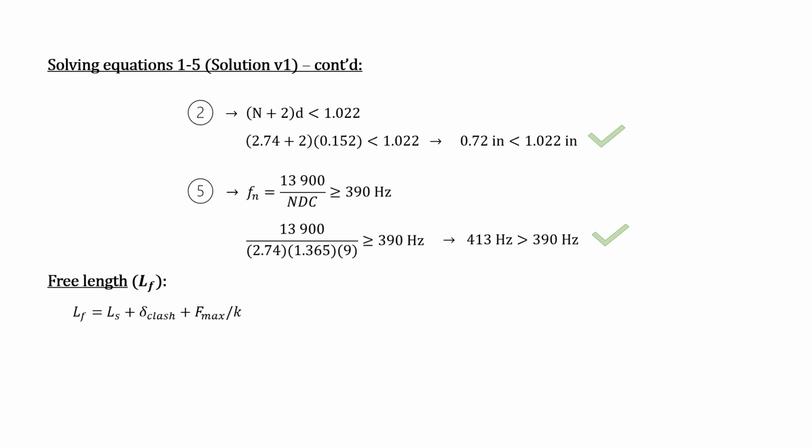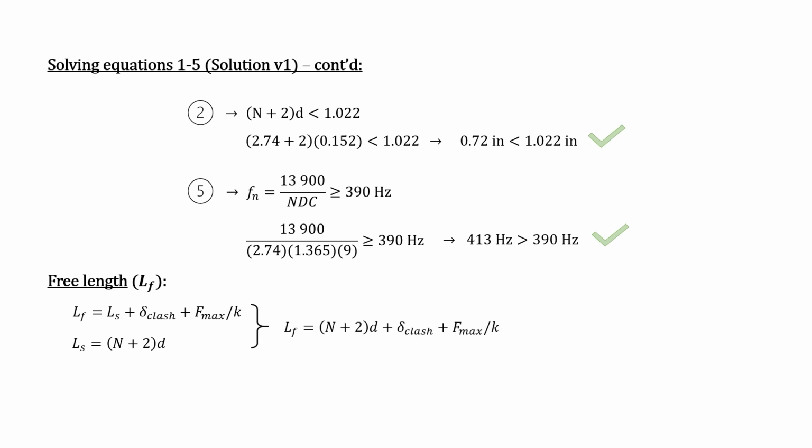Your free length is the sum of a few different lengths. LS is just that solid spring length from before, your displacement of your clash allowance, and then essentially the displacement that comes from your maximum force. Here you have to divide it by K just so that you convert it to something in inches. And we know that our spring solid length is N plus 2 times D.